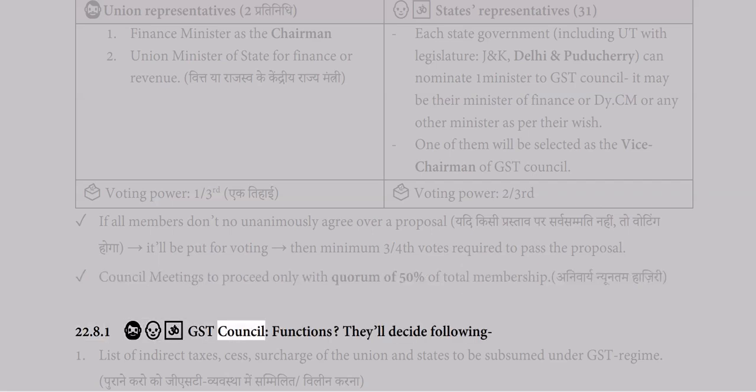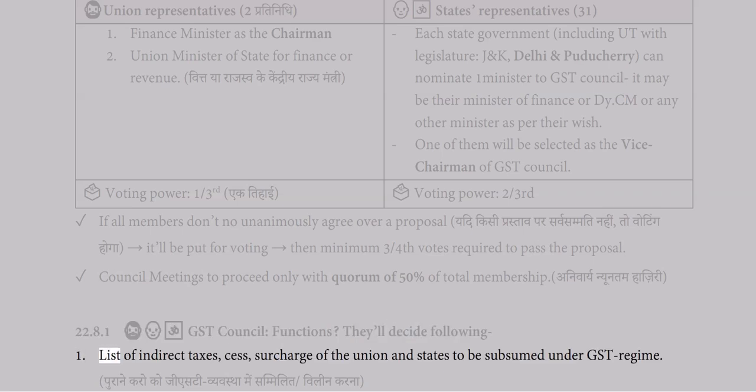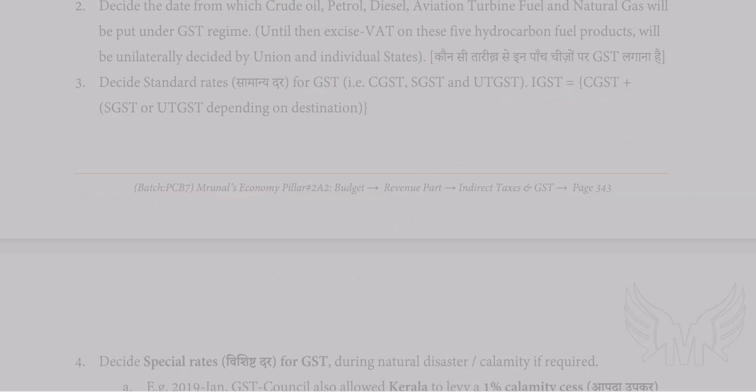22.8.1 GST Council functions. They will decide the following. 1. The list of indirect taxes, cess and surcharge of the union and states to be subsumed under the GST regime. 2. Decide the date from which crude oil, petrol, diesel, aviation turbine fuel and natural gas will be put under the GST regime. Until then, excise and VAT on these 5 hydrocarbon fuel products will be unilaterally decided by the union and individual states. 3. Decide standard rates for GST, i.e. CGST, SGST and UTGST. IGST equals the CGST plus SGST or UTGST, depending on destination.